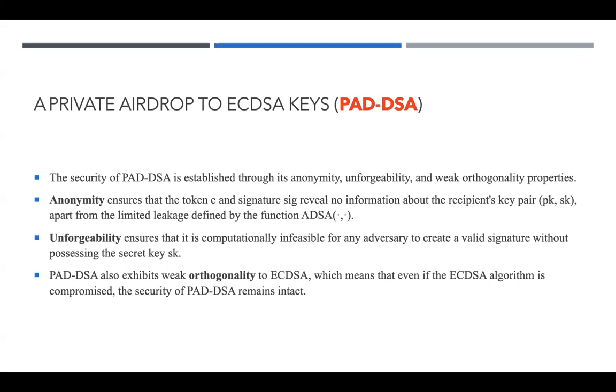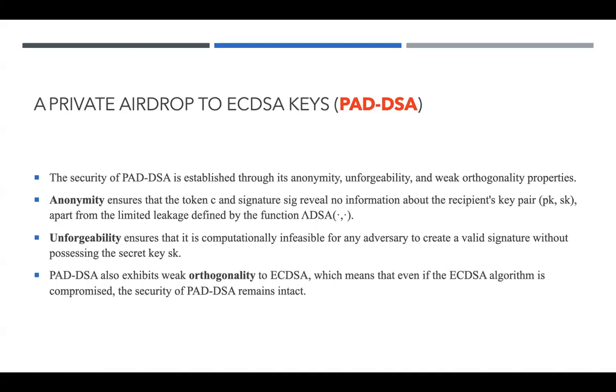Unforgeability ensures that it's computationally infeasible for any adversary to create a valid signature without possessing the secret key. This property protects the integrity of the airdrop process, preventing unauthorized entities from forging valid claims. PAD-DSA also exhibits weak orthogonality to ECDSA, which means that even if the ECDSA algorithm is compromised, the security of PAD-DSA remains intact.